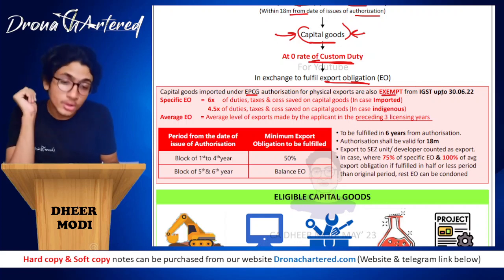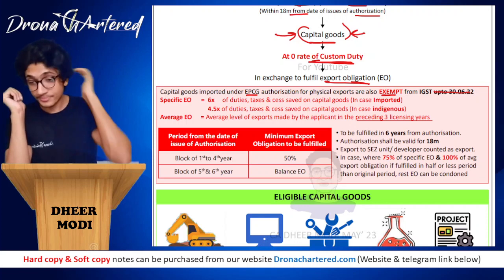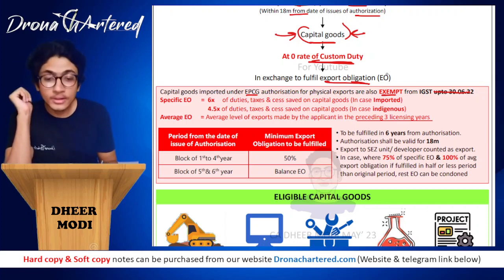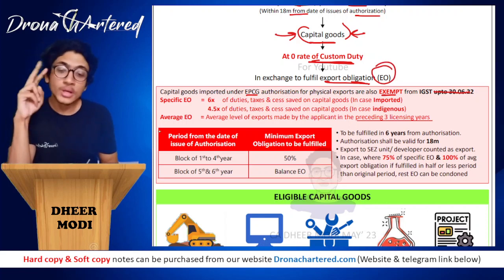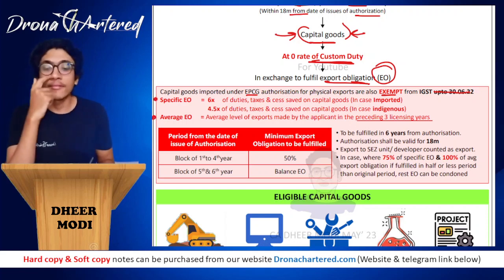Now, over here also you have to remember, up to 30th June 2022, this does not have to be considered. This date has been removed. Now, your specific EO. As I told you, you have to meet certain export obligations. There are two types of obligation. One is your specific obligation and the second is your average obligation.